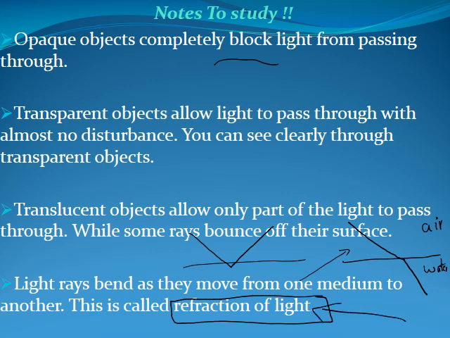So you have to know the difference between refraction of light and reflection. Refraction is the bending of light as it moves from one medium to another. This is the refraction of light. While reflection of light is the bouncing of light off a surface.